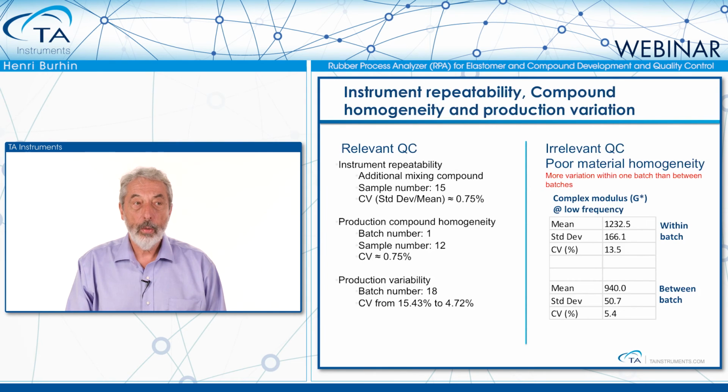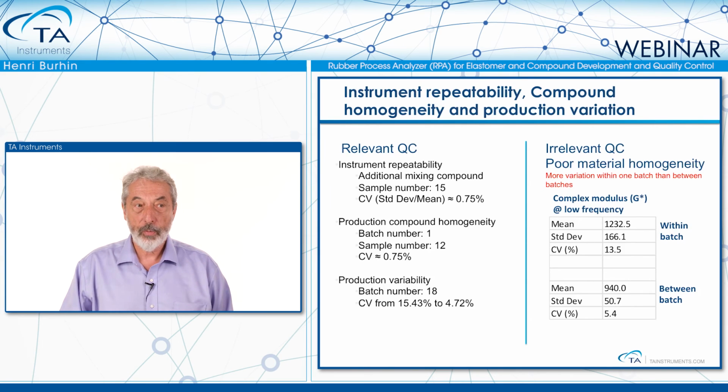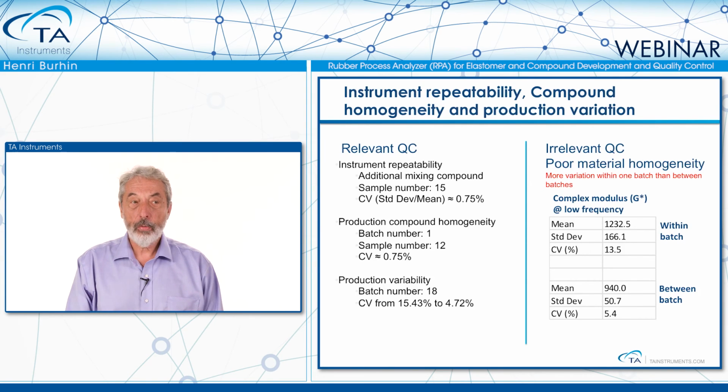So in the left column, this is a case of relevant QC. We can see the instrument repeatability giving a coefficient of variation in percent of about 0.75%. This is about the same as compound homogeneity, where we have taken 12 samples from one batch of about 300 kilos. So that means the homogeneity of the compound is very good.